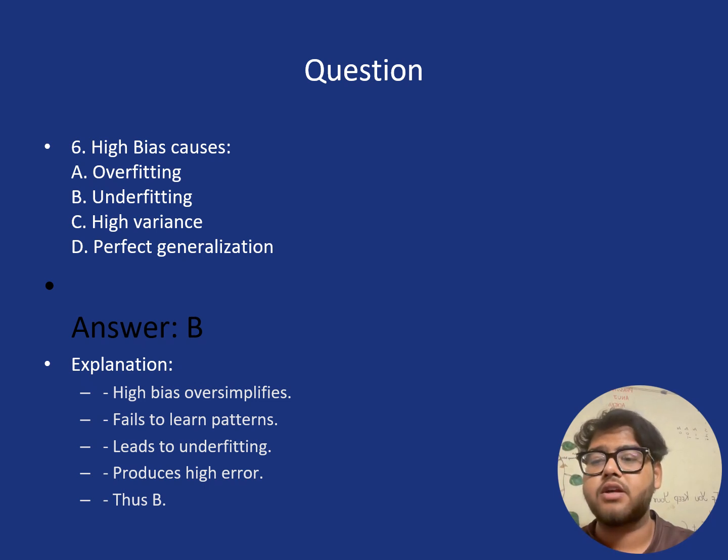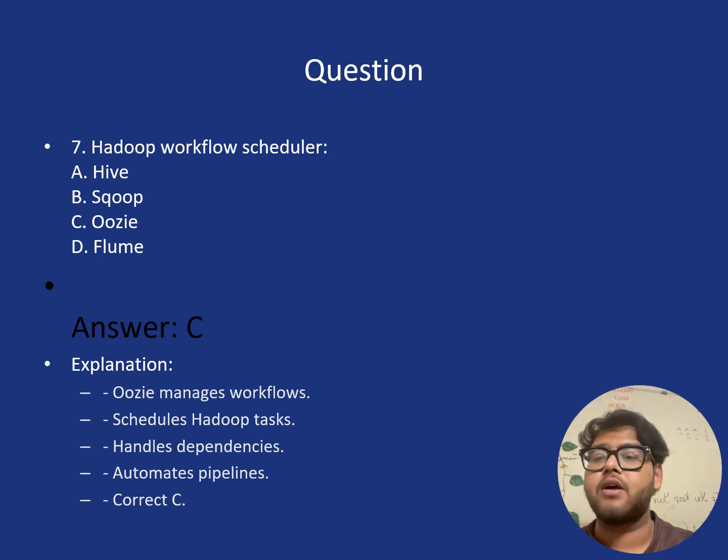So the answer is underfitting. High bias oversimplifies, fails to learn patterns, leads to underfitting, produces high error. So the answer is underfitting. Hadoop workflow scheduler: Hive, Sqoop, Oozie, Flume. So the answer is Oozie. Oozie manages workflows, schedules Hadoop tasks, handles dependencies, and automates pipelines.